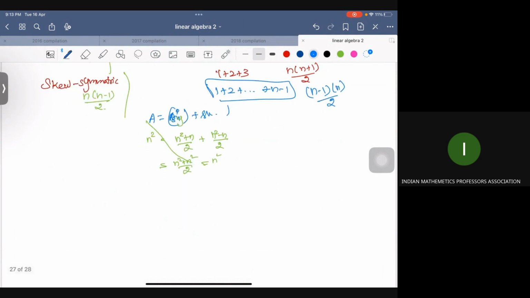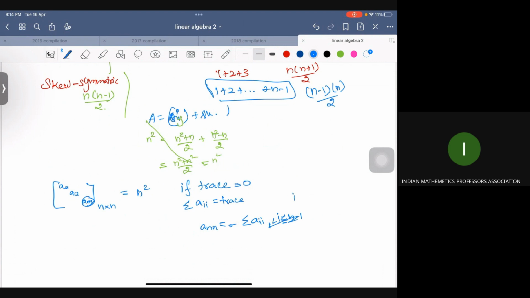The dimension of an n by n matrix is n square. If the trace is equal to 0, the summation of all the a ii is the trace. We all know that the sum of the diagonal elements is equal to the trace. Let us take the nth term, a nn. a nn can be written as minus the summation of all a ii, where i ranges from 1 to n minus 1.